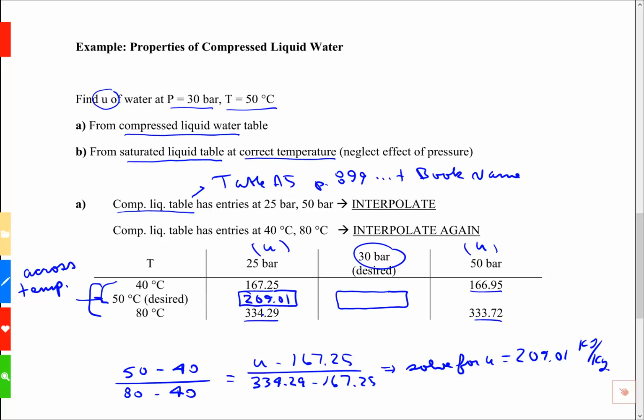We're going to repeat this over here at 50 bar. And I won't go through the details, but when we're done with interpolating across temperature, the internal energy here is 208.64. And then finally, we have to interpolate across pressure.